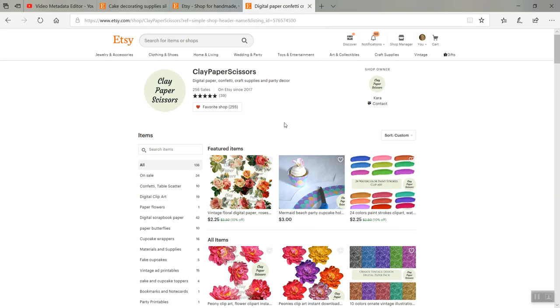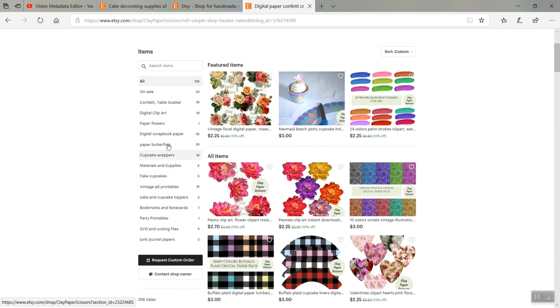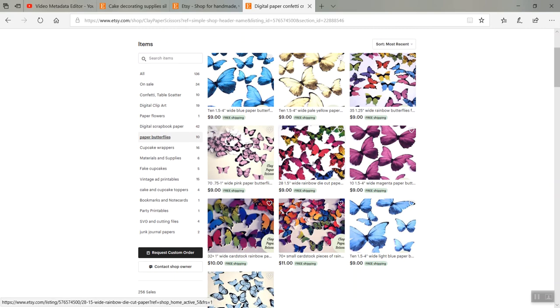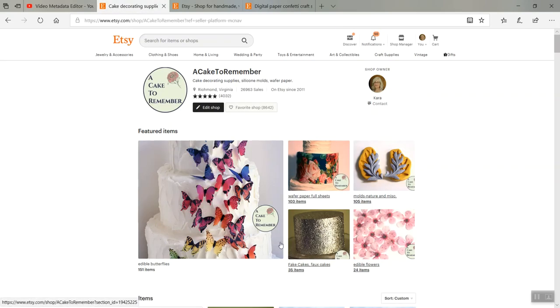Now, the second thing to take note of is that if you have two shops, you're splitting your sales. The reason that I have two shops is that I have some things that are not edible and some things that are edible. So I decided to put everything that was not edible in a second shop and just keep my edibles in this shop.